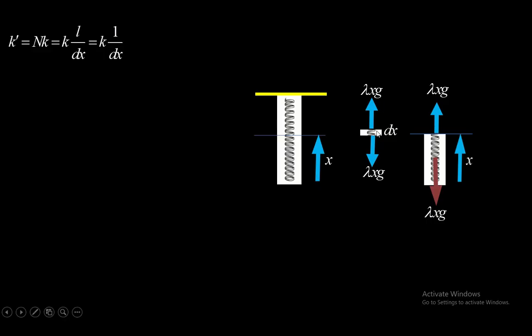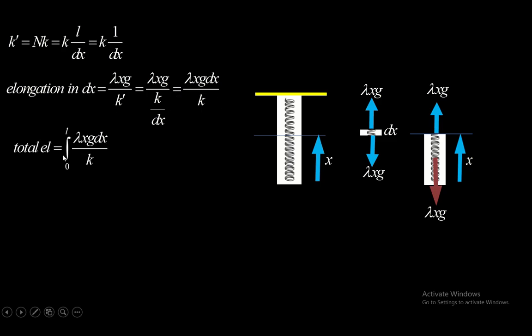So the elongation in this dx part is simply the force upon k of this part. And you can verify it's so simple. And to find the total elongation, we have to integrate this. Now check that lambda into L is the mass of the full spring, which is given as 50 grams. I'm not changing the unit here. So this is the total elongation due to the weight itself.